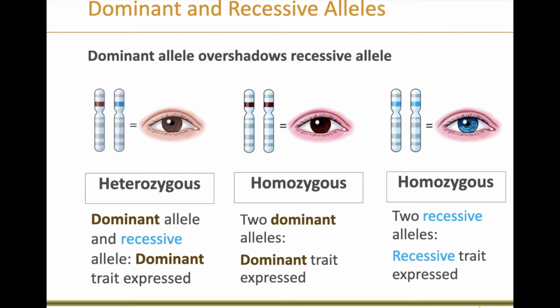In the middle we have someone that's homozygous. They have the two dominant alleles, so they're going to have brown eyes. And on the right we have someone that is homozygous. They have the two blue alleles, they're going to have blue eyes. So in order to have a recessive trait expressed, you have to have both alleles of blue eyes.